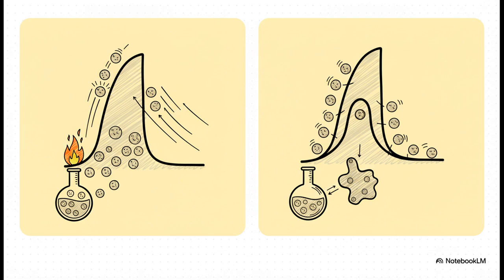The second lever is a catalyst. A catalyst is like a chemical shortcut. It doesn't give the molecules more energy. Instead, it creates a brand new, easier path for the reaction to follow. It essentially builds a tunnel right through that energy hill.